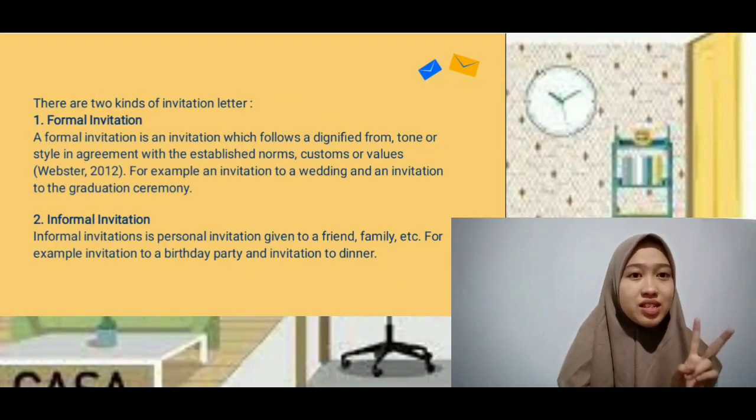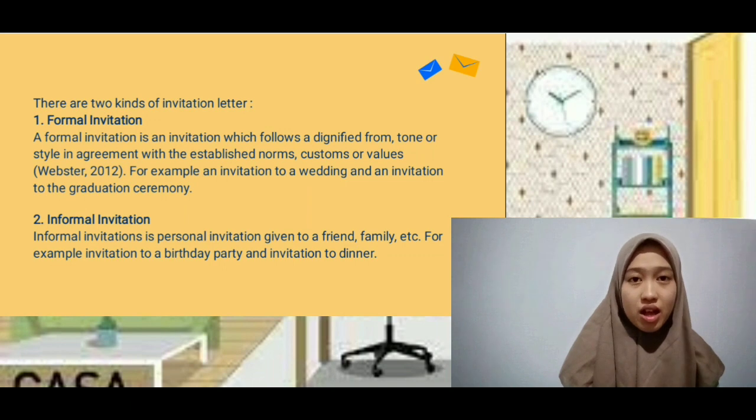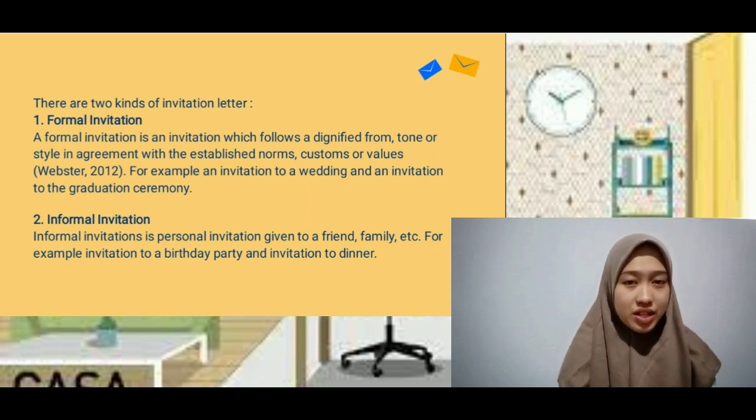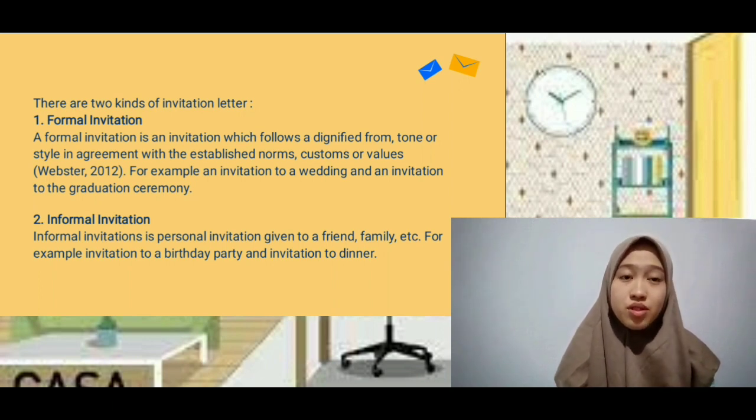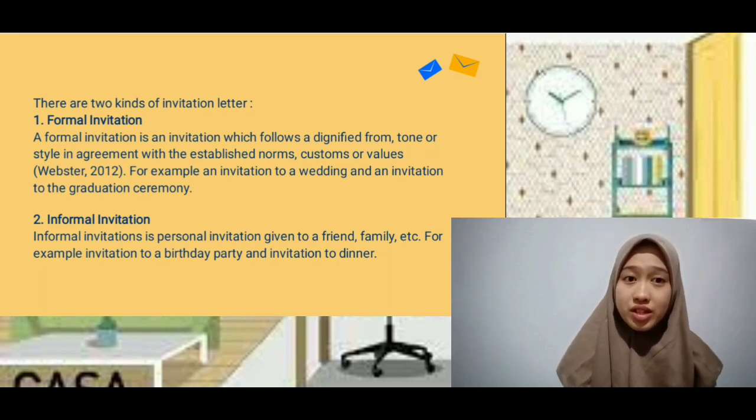There are two kinds of invitation letter. The first is formal invitation. A formal invitation is an invitation which follows a dignified form, tone, or style in agreement with the established norms, customs, or values. These formal invitations are generally marked with the abbreviation RSVP at the bottom of the invitation.